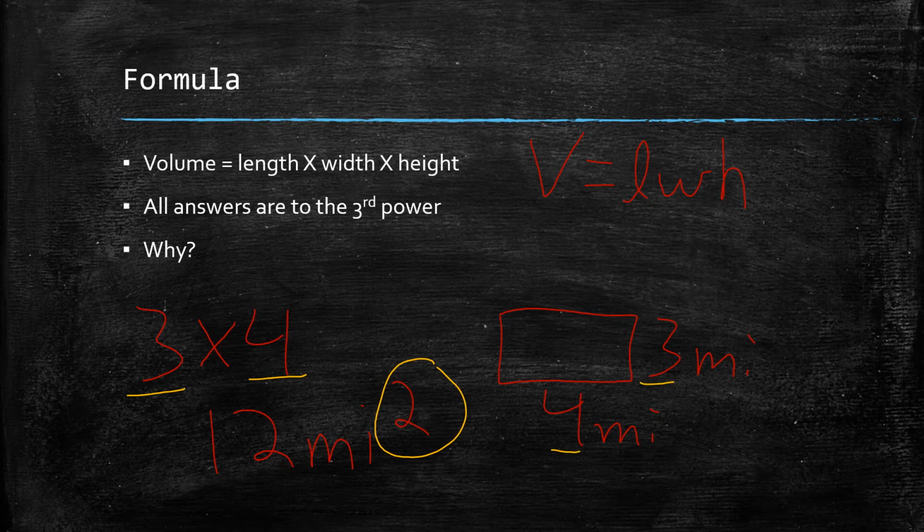Now that we're finding the volume, you are multiplying 3 sides, and so each side gives it an exponent. So you're multiplying 3 measurements, that means the third power. So all of your answers for volume are going to be written in the third power. It's important to pay attention to that, but whenever you have a volume question, you will always be multiplying 3 measurements.